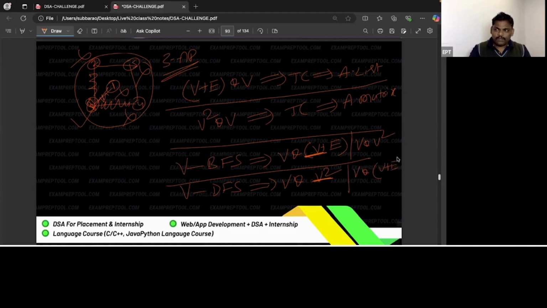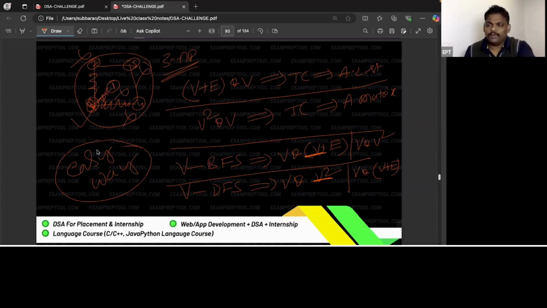So like this. I hope everyone got it. This is the easiest way. Simple approach. Easy way. Apply V times of BFS or DFS. This is the one way. I hope everyone got it.